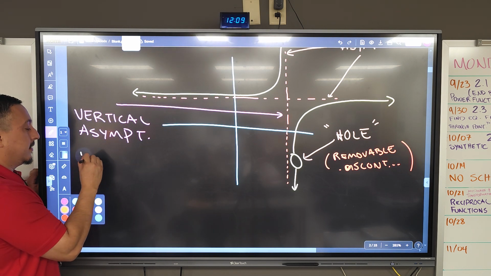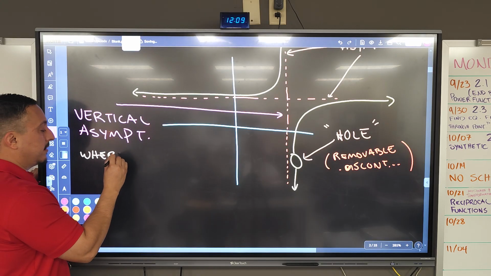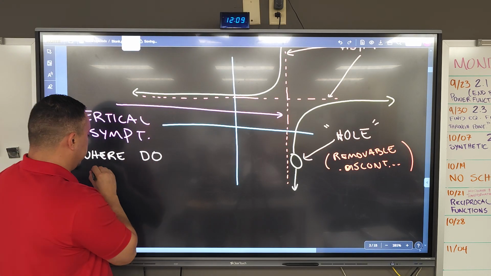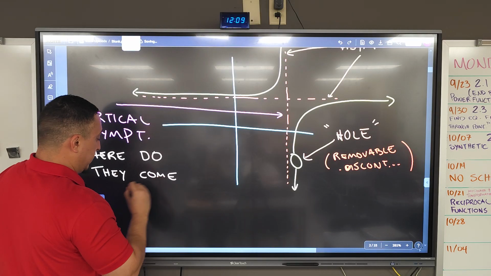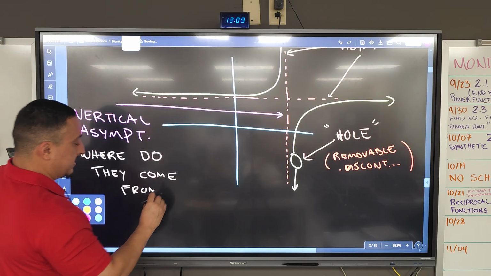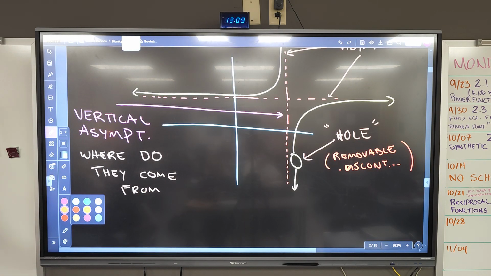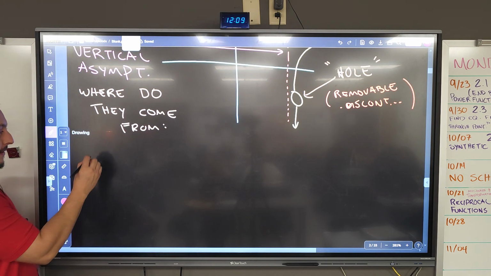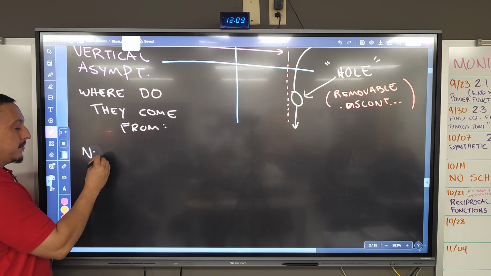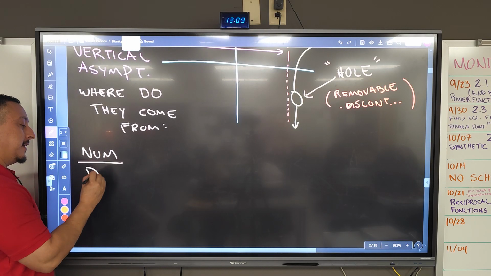So where do they come from? That's too long for a title. I should have put how to find instead. But this is where they come from. They come from the fact that when you have a fraction with a numerator and a denominator.